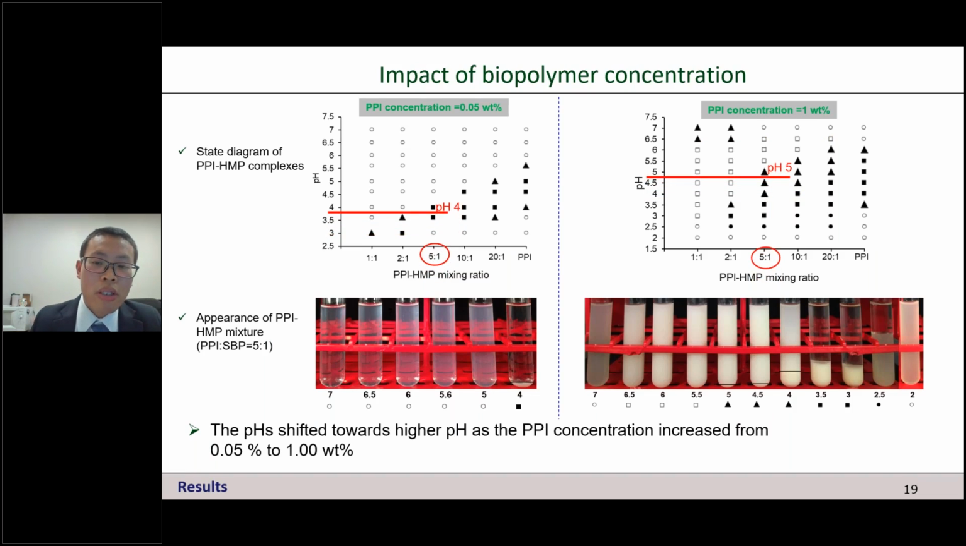When it comes to influence of biopolymer concentration, comparing with a low PPI concentration system, for example, 0.05 weight percentage of PPI, the pH ranges for soluble complex formation at concentrated protein condition, here is the example of 1 weight percentage of PPI, tended to be lighter, whereas the pH ranges for complex coacervate became broader. In addition, the critical phase transition pHs shifted towards higher pH as PPI concentration increased from 0.5 to 1 weight percentage.